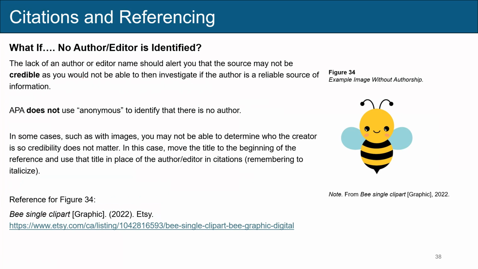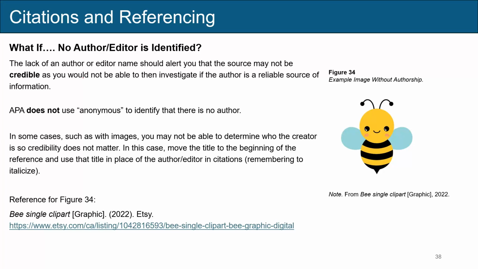Now, these are questions I usually get. What if you can't find an author or an editor on a source? If this is the case, that should be a giant red flag that the source you're looking at might not be credible, because you should be able to identify an author to determine if they are a credible and reliable source of information. In APA, we don't use "anonymous" to identify that there is no author. In fact, that term has a very specific usage outside of citation references.